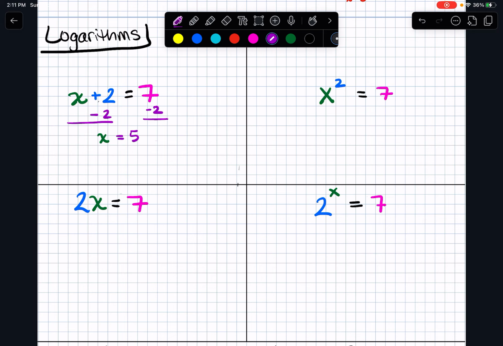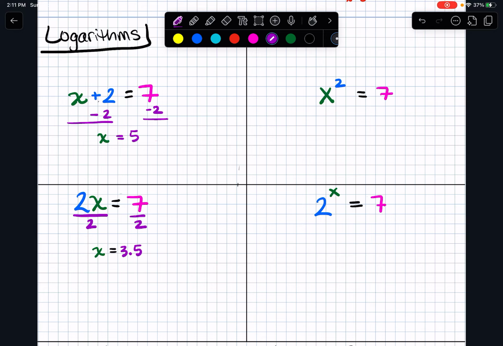If I have multiplication, the inverse of multiplication is division, so I can use division and multiplication to undo each other. So in this example, I could divide both sides by 2. That would help me understand that x equals 3.5.